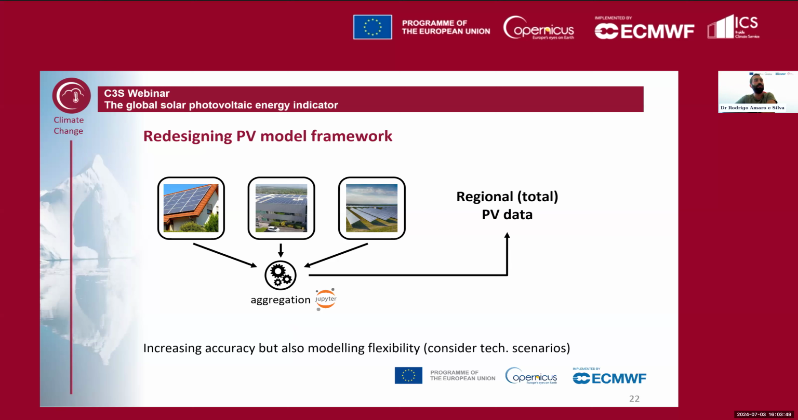And we firmly believe that this change in the modeling perspective allows for more accuracy, but also modeling flexibility. Because, for example, if you look at the climate projections, it would allow end users to assume not only different climate scenarios, but also different technological scenarios. What would happen if I had 100% rooftops or 50% rooftop, 50% ground-based? And so people suddenly are allowed to play with these distributions, simulating different technological scenarios.